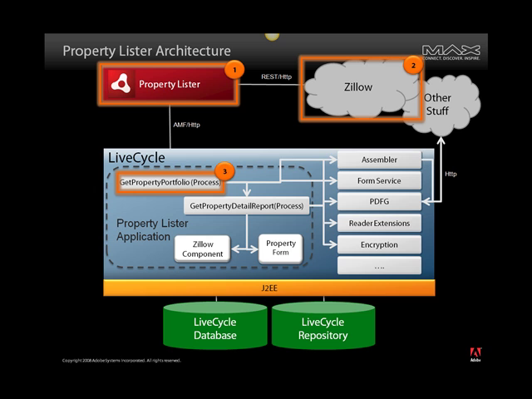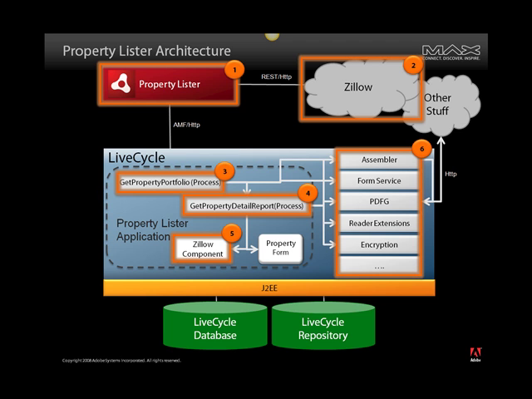Now the Get Property Portfolio process orchestrates over the Get Property Detail report, which is a sub-process that generates a report for a specific property. And that process orchestrates over a Zillow component, a custom Java component which I deployed as part of this application, as well as the out-of-the-box services provided by LiveCycle.